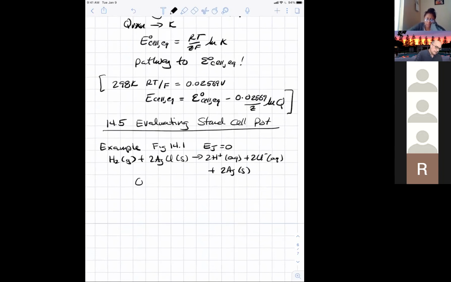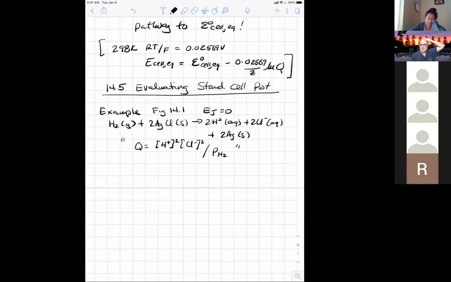And in Chem 25 terms, we would say something like this, right? The Q is going to be H plus squared over chloride ions squared divided by pH2. So this is, of course, not the way we're going to write it in this class, right? This is too simplified, but I think it helps to write it the way we're used to seeing it, because then you can make the connection to what you expect, right? So what happens when we write this all out?